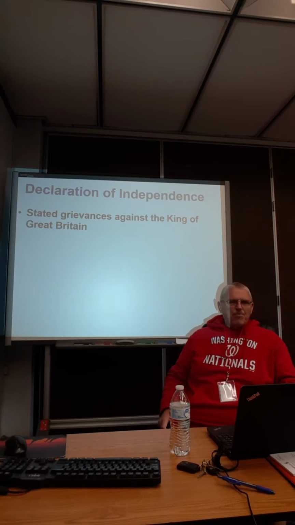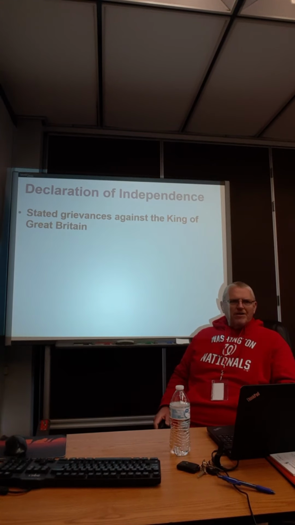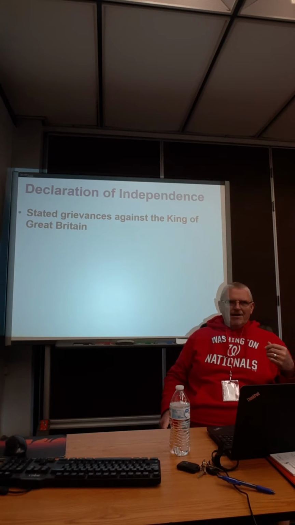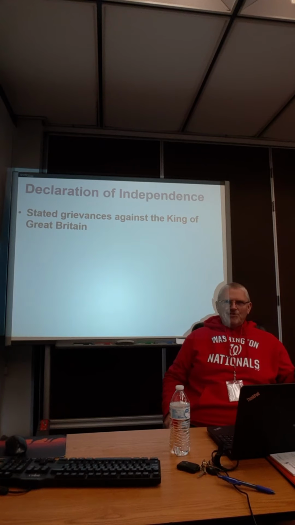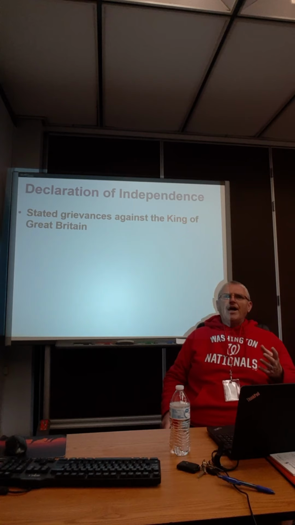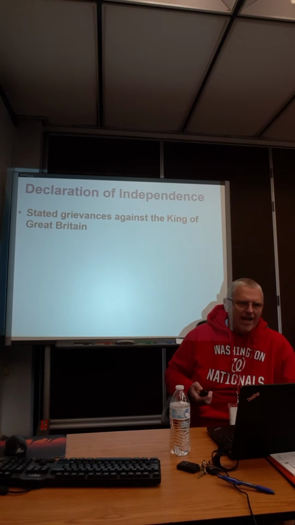But one of the things the Declaration of Independence stated was grievances against the King of Great Britain. One of those, again, taxation without representation, the Quartering Act. So many different things, and grievances means complaints. So the colonists had many complaints against the King of Great Britain.